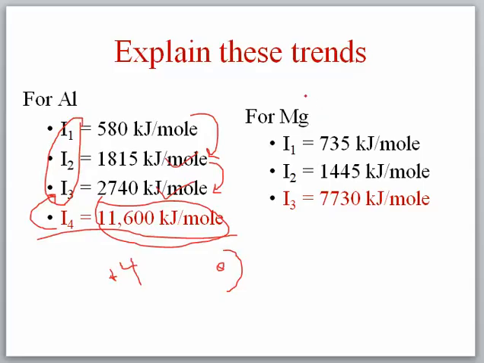Same thing here. We know magnesium has a stable plus 2 ion. Look at the amount of energy to form a plus 3 ion. So again, you can tell that these first two ionization energies would give you the most stable positive ion, with a plus 2 charge.